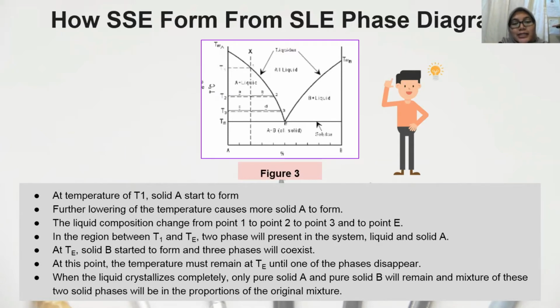At this point, the temperature must remain constant until one of the phases disappears. When the liquid crystallizes completely, only pure solid A and pure solid B will remain. A mixture of these two solid phases will be in the proportions of the original mixture.